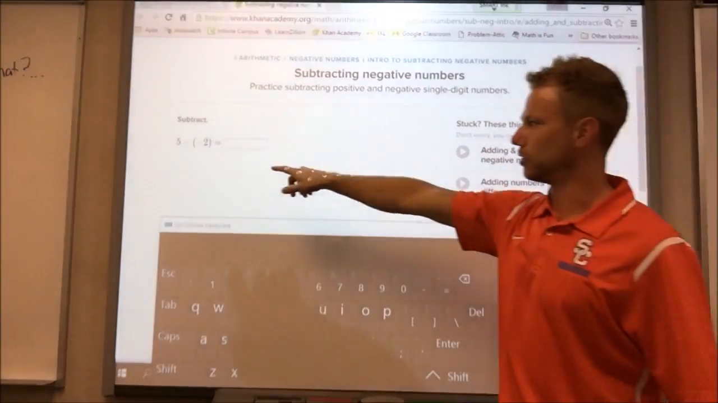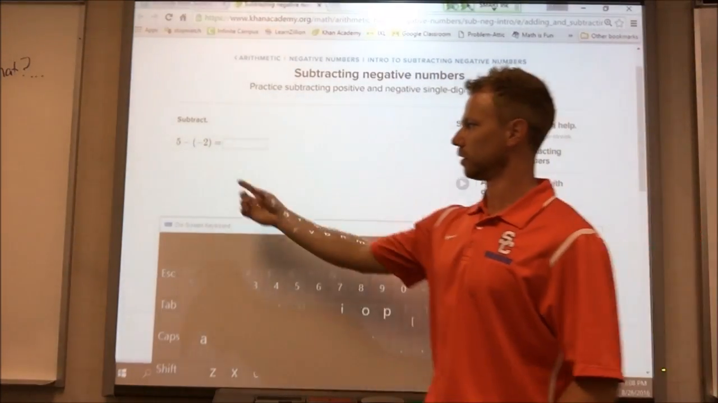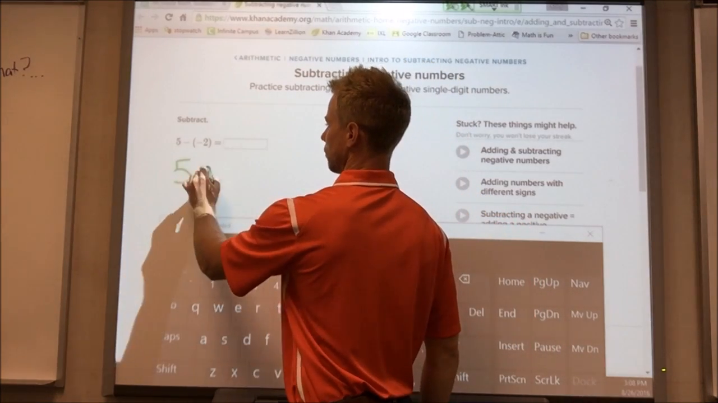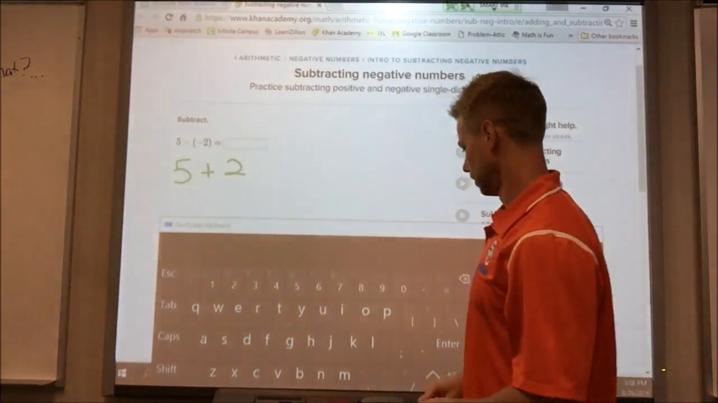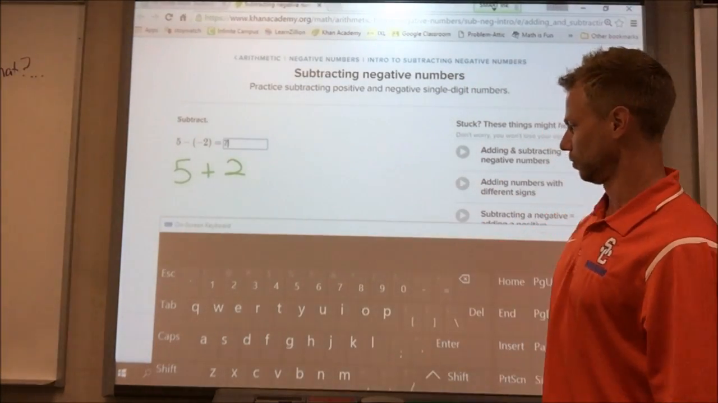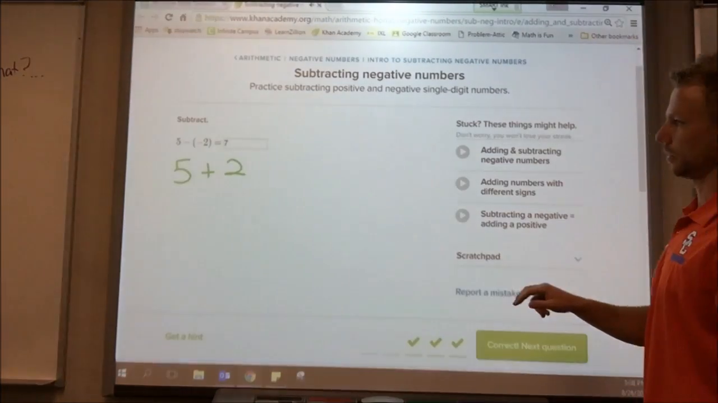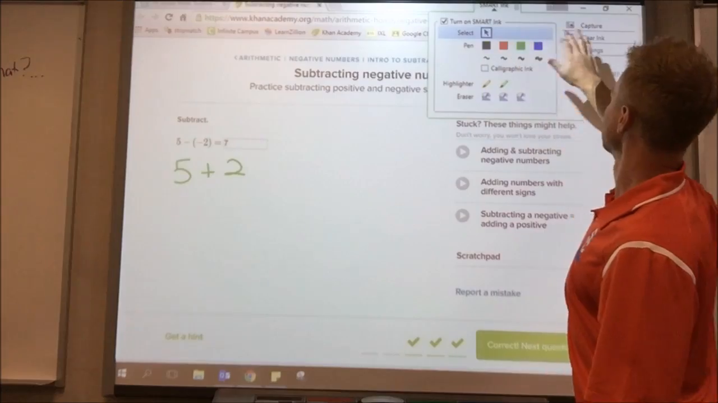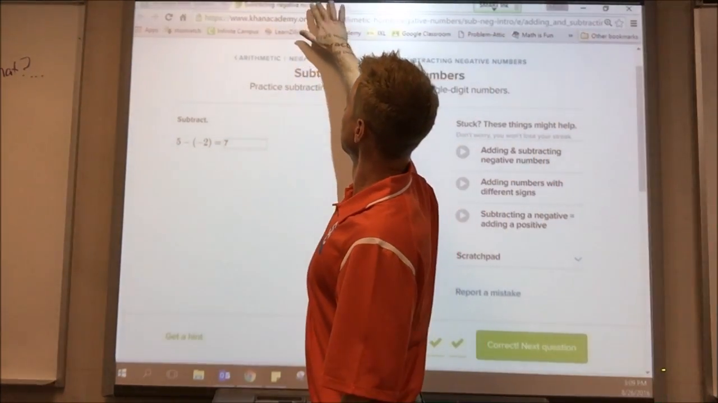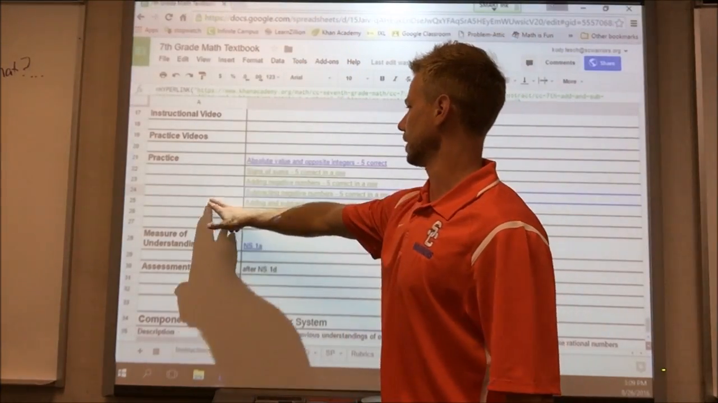All right, this time we do have two signs right next to each other. So the rule says two like signs become a positive. So this turns into 5 plus 2. 5 plus 2, we can all do, which is 7. Okay? Let's clear our ink there. Good. And let's go on to the next one.